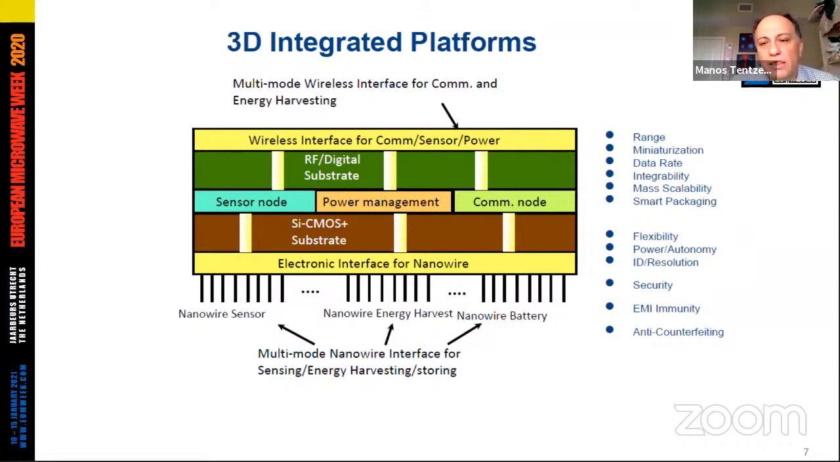The problem is there are more and more requirements that you have to satisfy. One is the range. Typically, whenever you have IoT implementations, range, especially for passive devices, is quite low. And what I will show here is ways you can have double digit or even triple digit range for semi-passive implementations. Miniaturization: you want all of these devices to be as little intrusive as possible, especially for wearable applications or smart house applications. Data rate: most of the time for RFID-enabled structures, people are talking about kilobit per second or megabit per second, but especially for bio applications or fast sensors, we may need gigabit per second. Integrability is very important, as well as mass scalability.